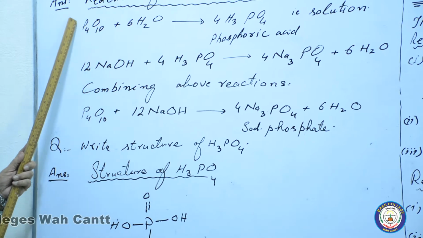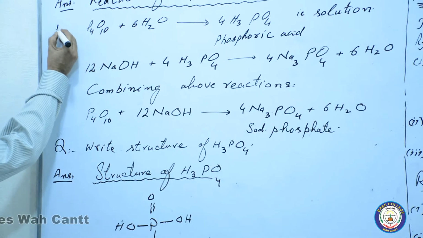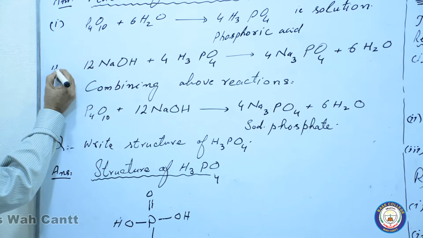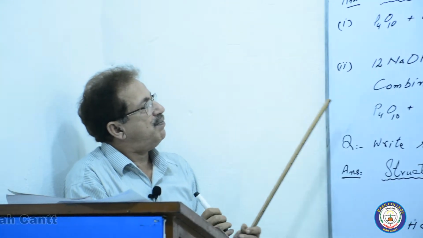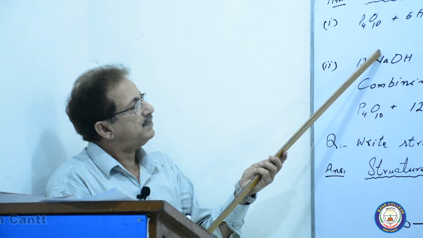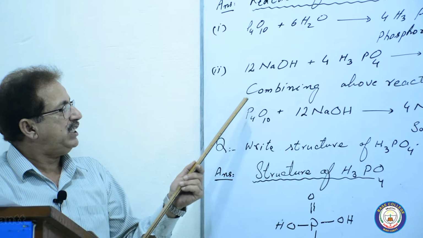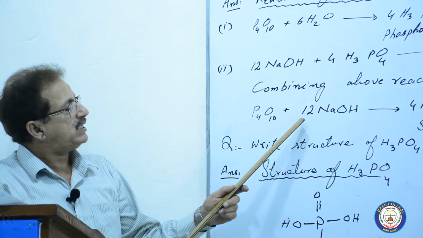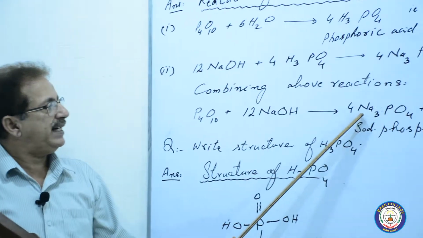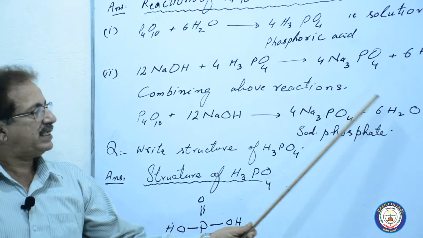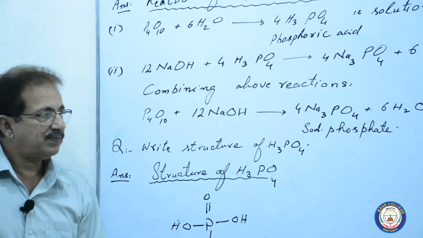Now combining these two reactions, first reaction this one, second reaction this one, on adding them we get an overall reaction: P4O10 plus 12 NaOH goes to form 4Na3PO4 plus 6H2O. This one is sodium phosphate.